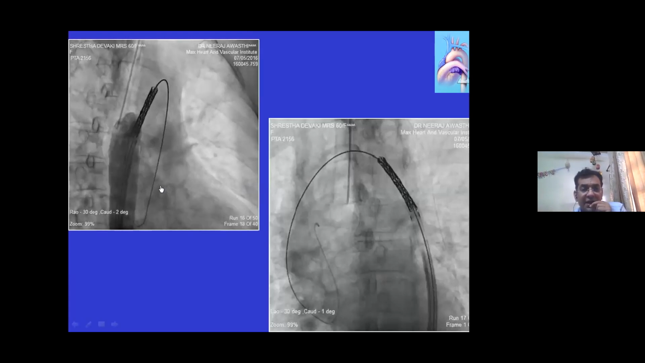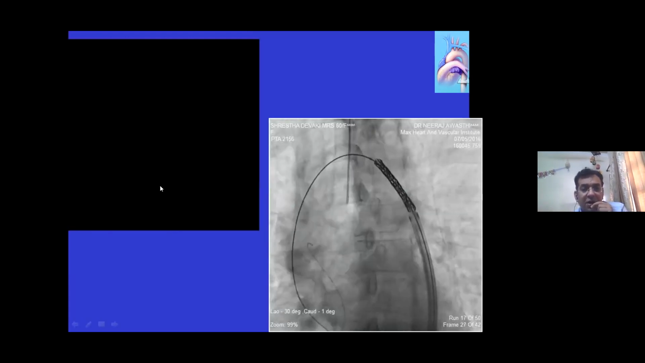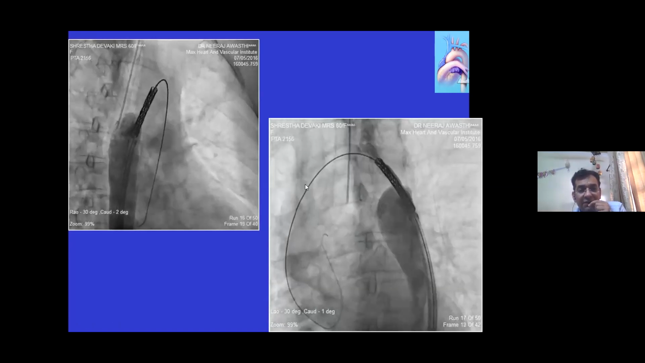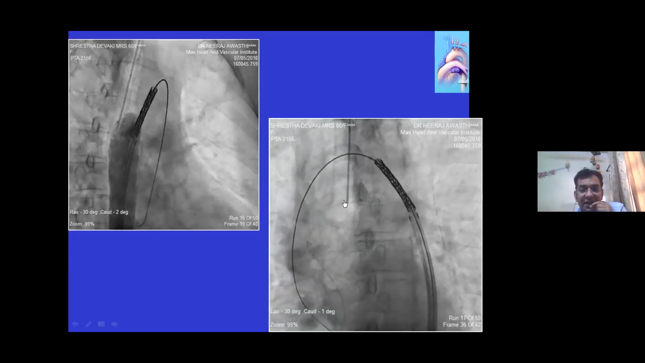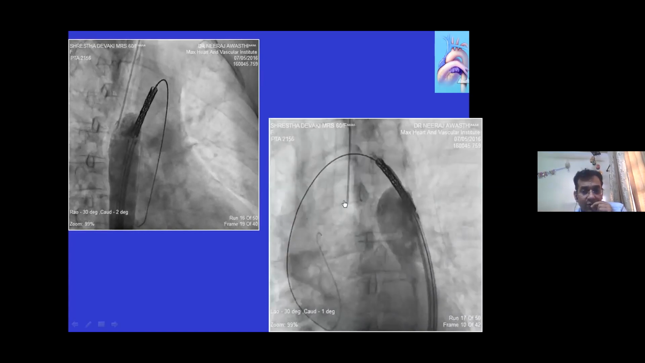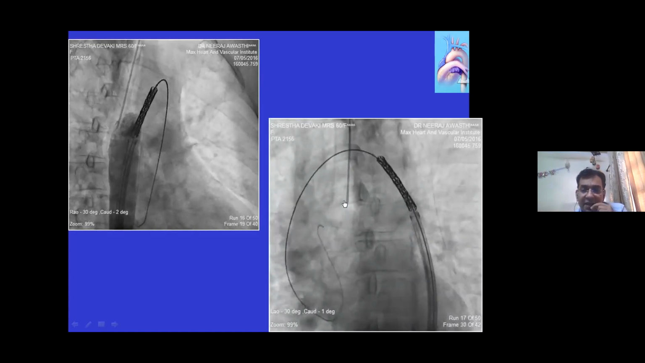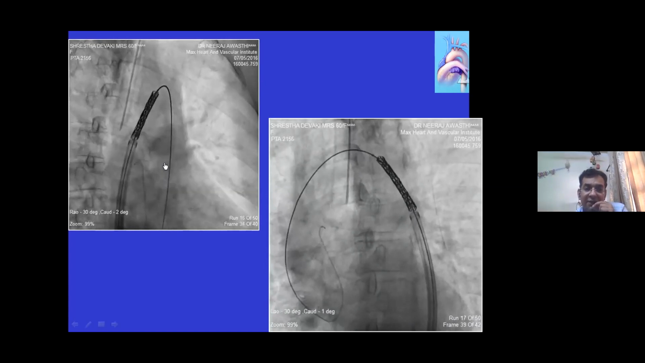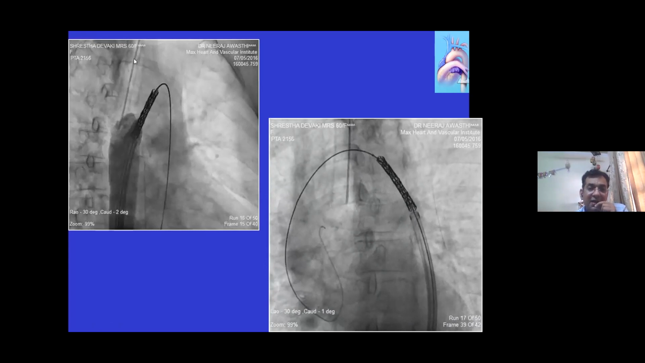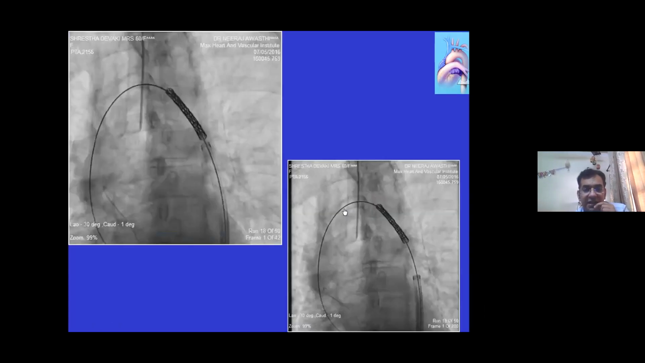Always it is a good idea to take a complementary view. Because of this malalignment, you can clearly see this difference. This is the LAO view where the stent looks in a perfectly normal position. But look at the RAO view. In the RAO 30-degree view, most of the stent seems to be in the proximal part towards the ascending aorta, towards the transverse arch, and only a very minuscule part is in the distal segment. So it was decided to readjust the stent.